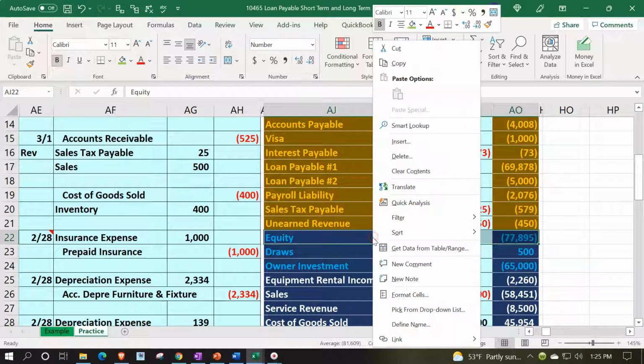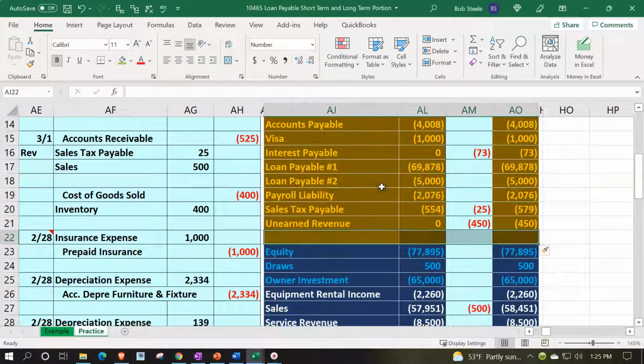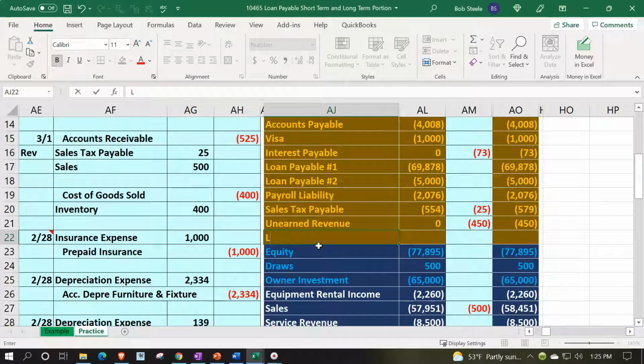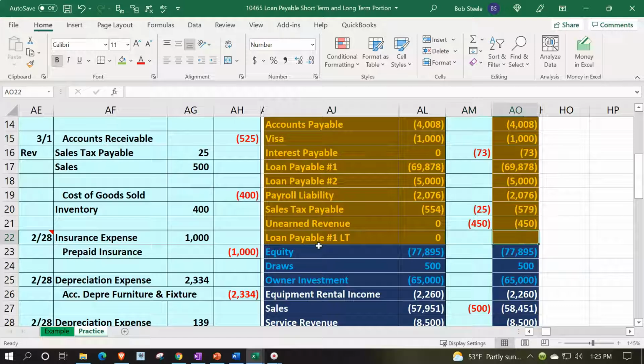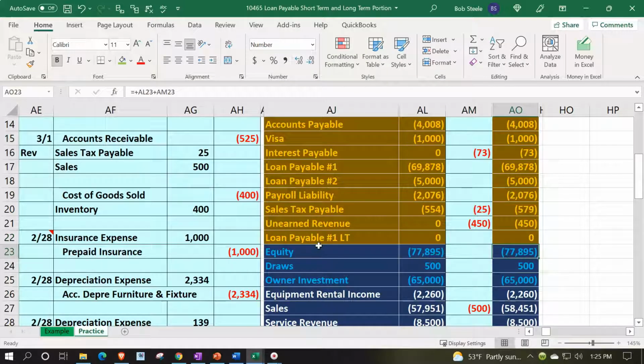So I'm going to right-click here. We're going to insert some cells, shifting these cells down. Shift them down. This is going to be, I'm just going to call it loan payable number 1, and just call it LT for long-term portion. And then we'll sum this across as is our normal process. And I would do it for any other loan that had a long-term portion as well, but that's the only one that does. So we just got that one account. So now we can use it.